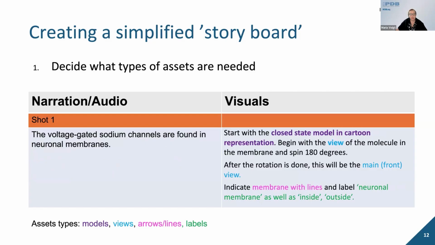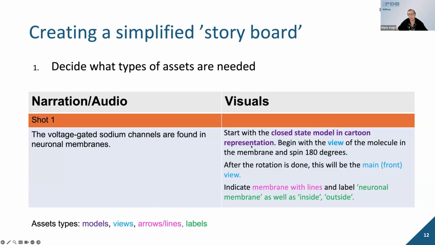The next step is to discern what visuals we will need to create based on this visual information. So we have to create the assets. The assets that we need to create are the models, the views, which are the saved positions of the camera. This is how the scene is going to look for the viewer. And then, of course, we have to create labels and some arrows and lines that point to these labels and parts of the 3D structures. So there are just these 4 types of assets that we need to create.